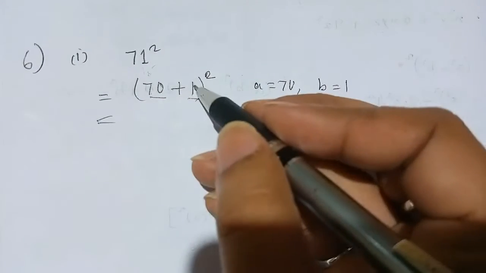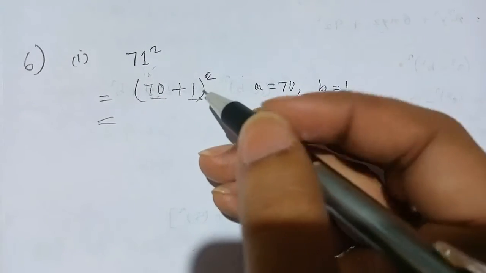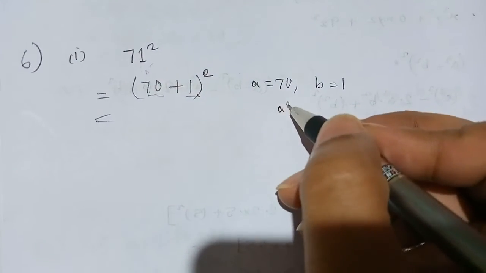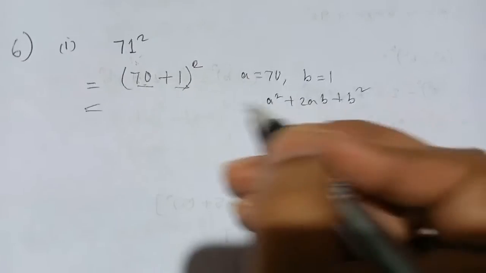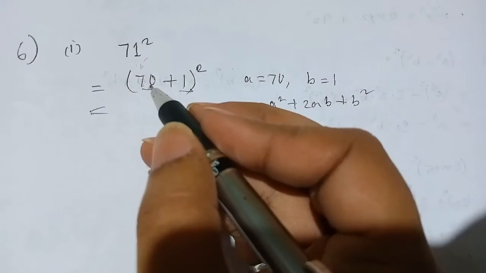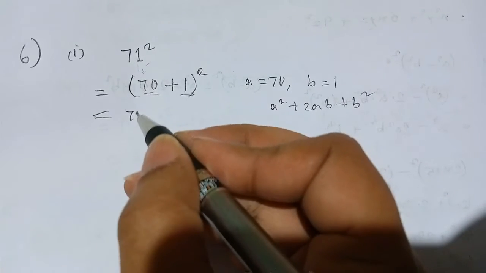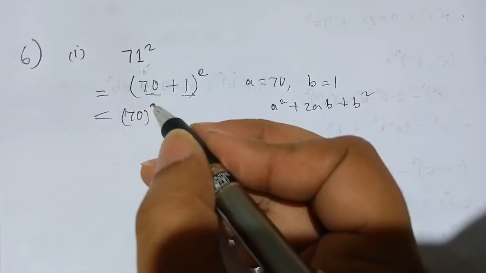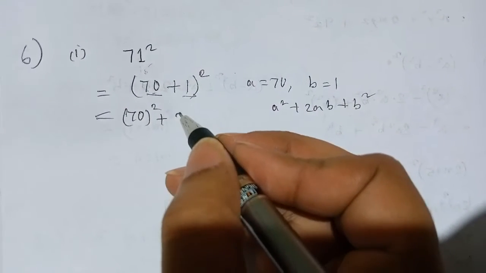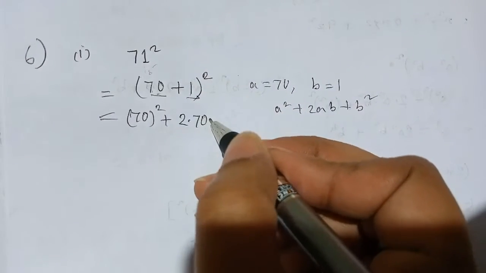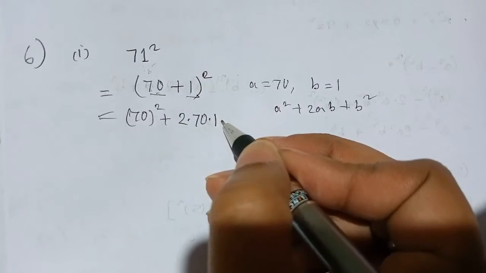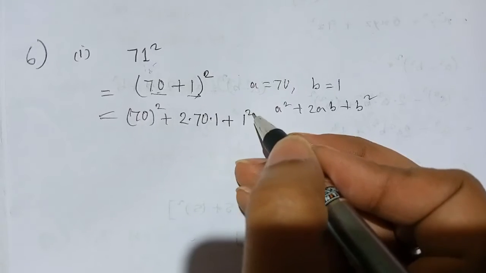70 plus 1, that is a plus b whole square. The a plus b whole square formula is a square plus 2ab plus b square, right? Now you apply here: a is 70, so a square is 70 square, plus 2ab, 2 into 70 into b which is 1, plus b square, so 1 square.